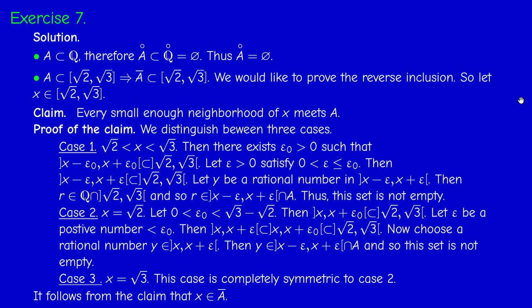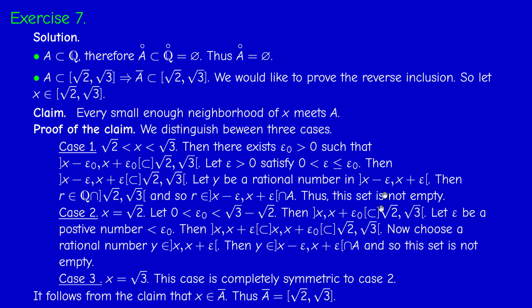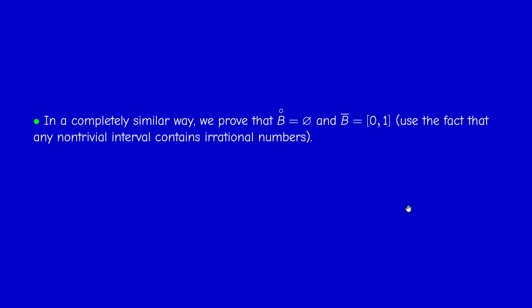Okay, and now for B, it's completely similar. So once again, the interior of B is empty because the interior of the irrational numbers is empty, and B bar is [0, 1] closed. So just the same idea, but instead of choosing a rational number in this reasoning, choose an irrational number, because we know that every non-empty open interval contains rational numbers as well as irrational numbers. So just train yourself to write this, just copy paste. Okay, so this concludes exercise 7.